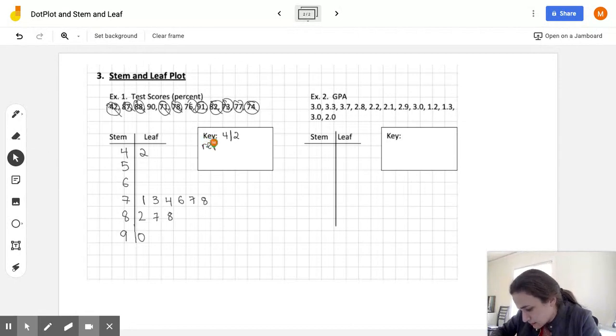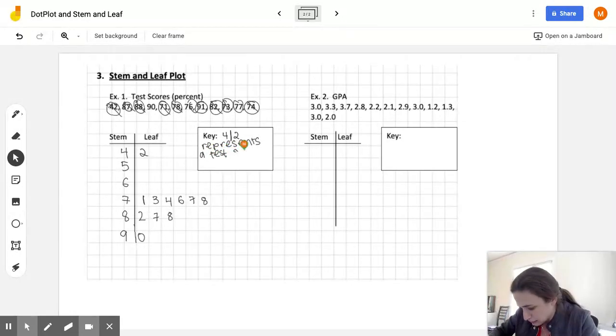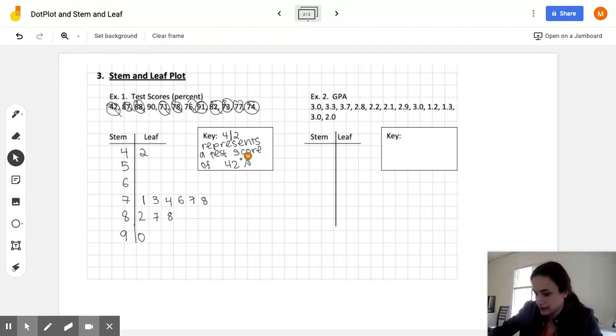Represents a test score. Sorry if your answer won't fit in this box. It's totally fine if it doesn't. You can write outside the box. A test score of 42%. Notice how right here it says percent, so you have to write it in percent. It could have been 42 points if it had said points. So you have to be careful to always use units.